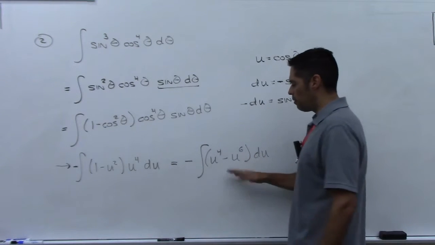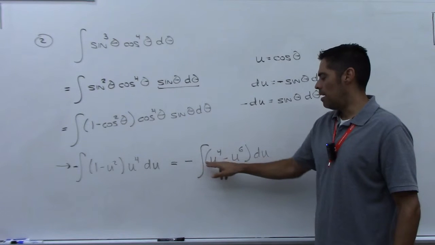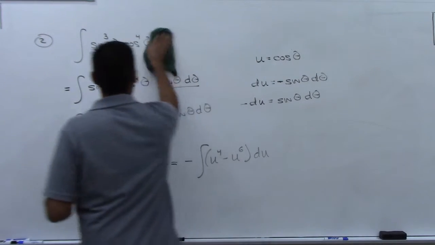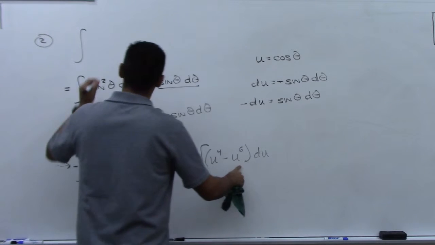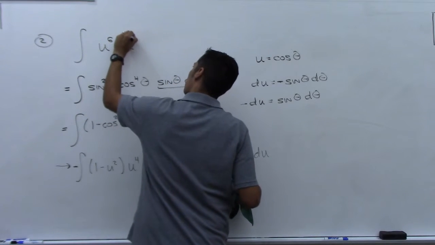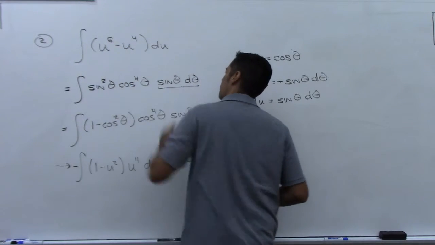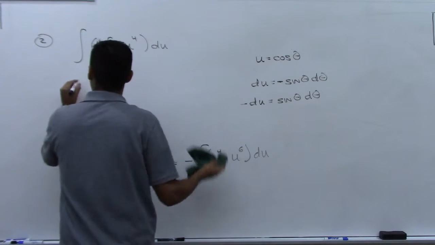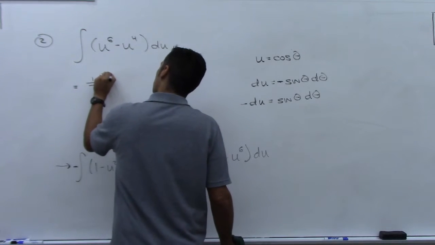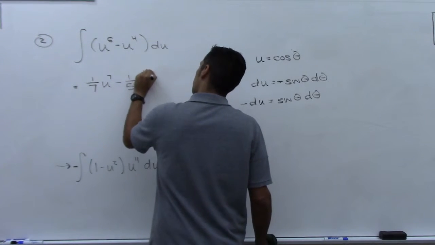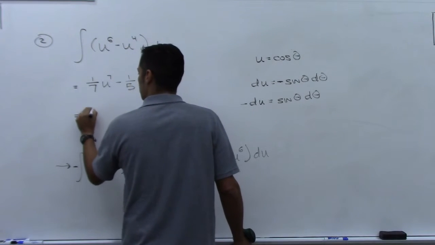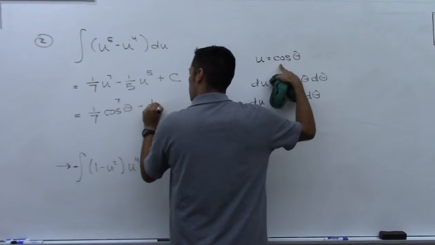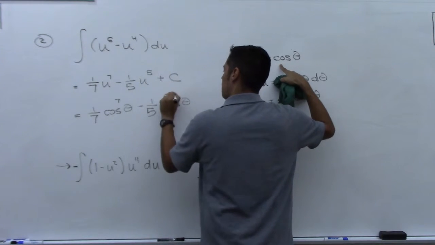One more thing before I integrate, because this is a negative: I'm going to multiply it back through, making that a minus u to the fourth and a plus u to the sixth, and rearrange the order. So that integral becomes positive u to the sixth minus u to the fourth du. At this point I integrate using the power rule. This will be equal to 1/7 u to the seventh minus 1/5 u to the fifth plus c. U was cosine theta, so this is 1/7 cosine theta to the seventh minus 1/5 cosine theta to the fifth plus c.